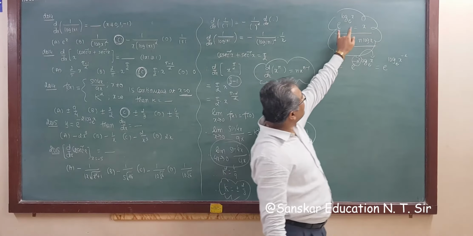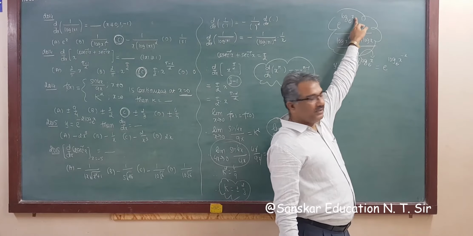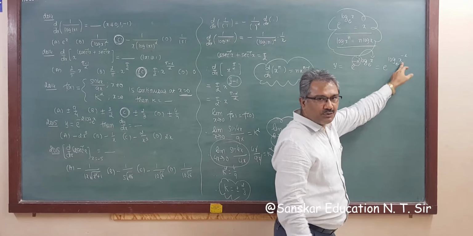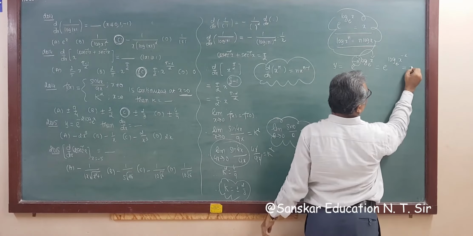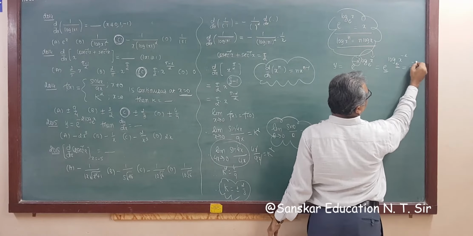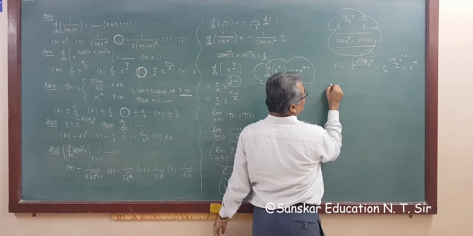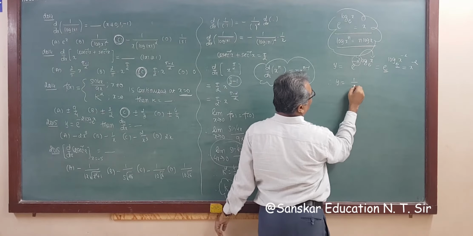Now if the bases are the same, then the answer is the function. The function is x raised to minus 2. So x raised to minus 2 is the answer because the bases are the same. That is, y is equal to 1 upon x square.